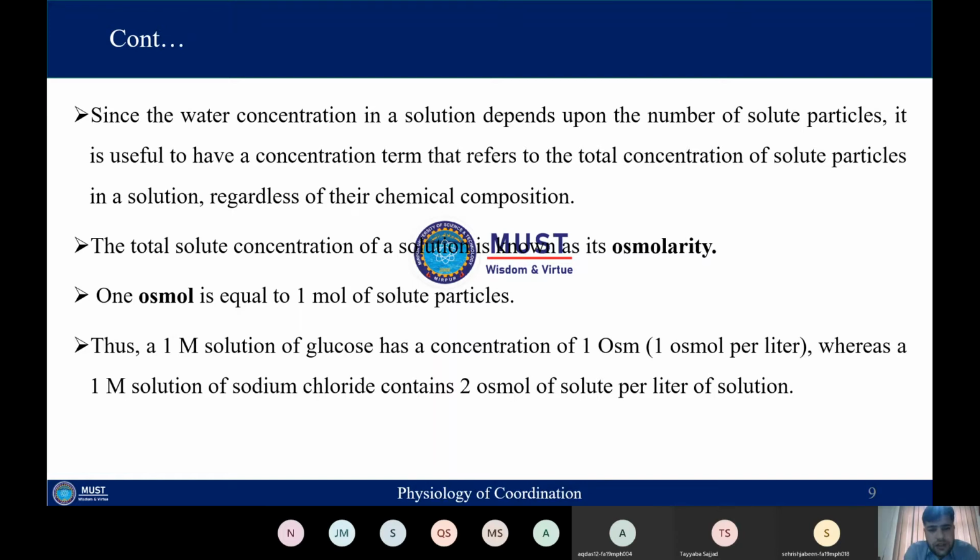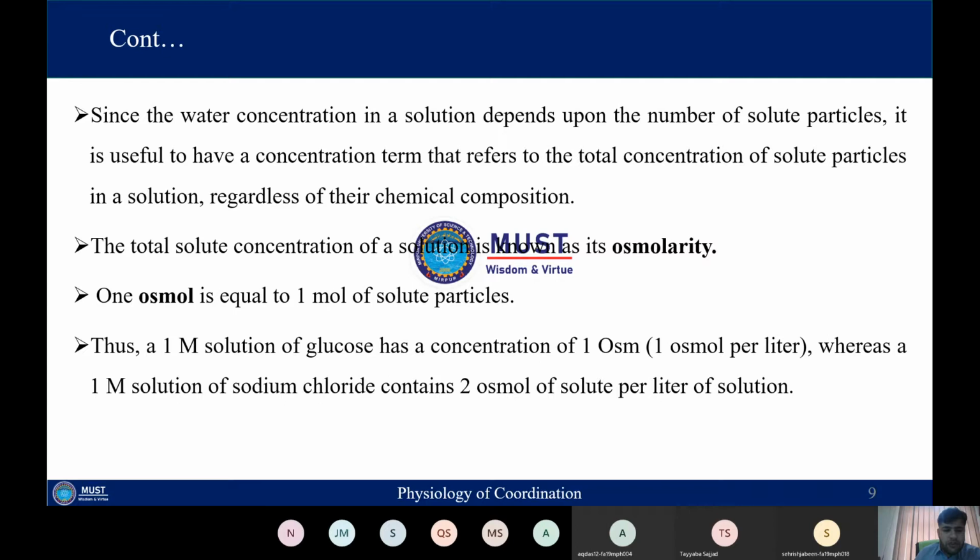So the total solute concentration of the solution is called osmolarity. This is the term osmolarity: the total number of the solute particles, or total solute concentration of a solution, will be called osmolarity, and 1 osmole is equal to 1 molecule of the solute particle. For example, when we add 1 molecule of the glucose to the liter of the water solution, it means that the osmolarity of the glucose molecule in that water solution will be 1 osmole. So a 1 molar solution of the glucose having a concentration of 1 osmole per liter means 1 molecule of the glucose added to the liter of the solution, that is called 1 osmole.